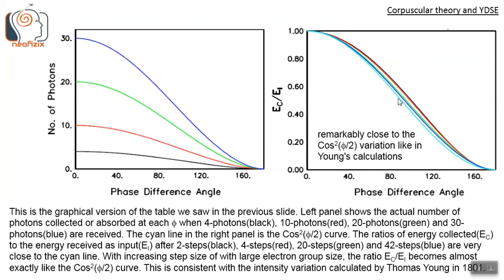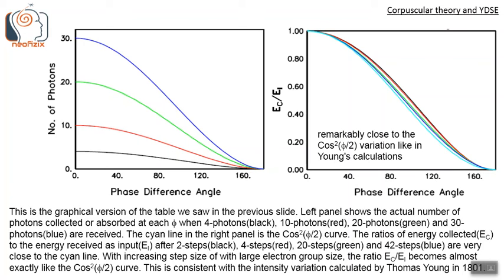All this in the limiting case where there are a lot of photon interactions involved, or a lot of electrons in the electron group, then the variation of the energy absorbed at different phase angles becomes cos square phi by 2. And this is consistent with the intensity variation calculated by Thomas Young in 1801.